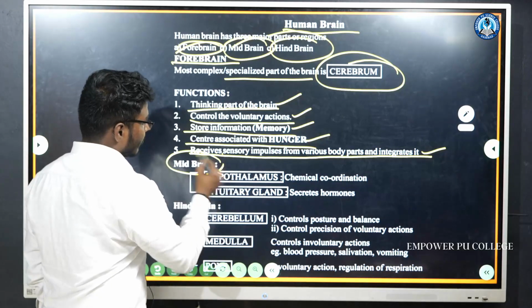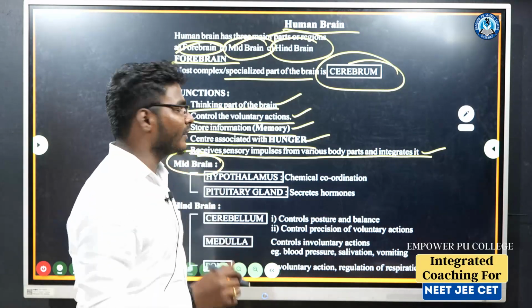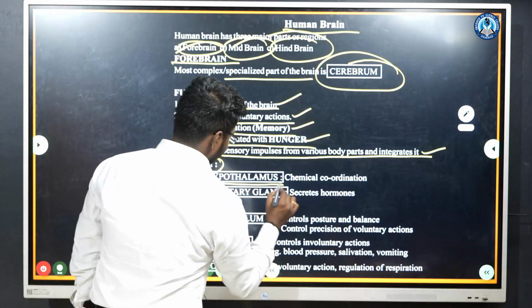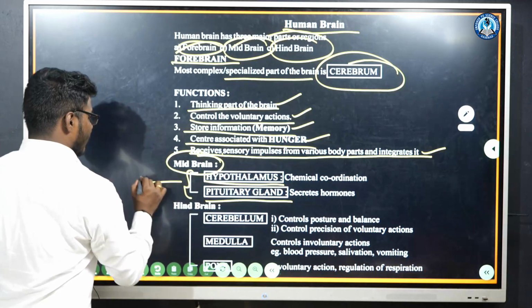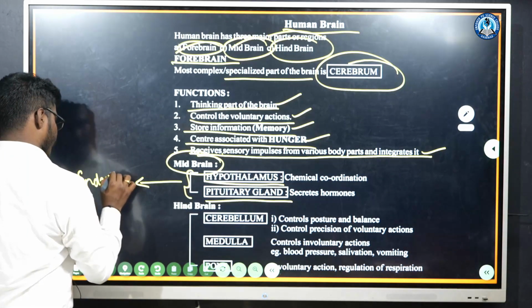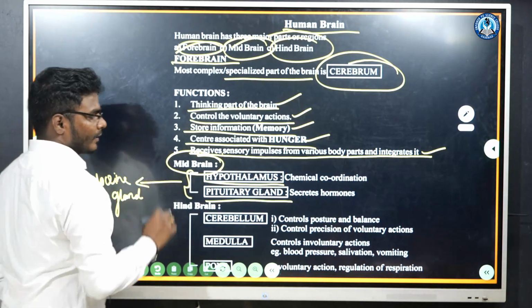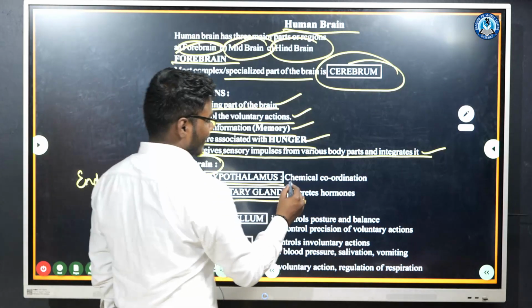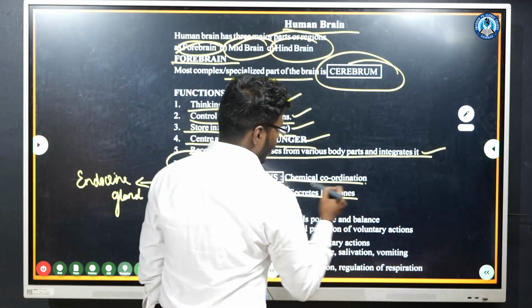So next one is the midbrain. The midbrain mainly consists of two types of glands. It is the hypothalamus gland and the pituitary gland. These two glands, we are going to call them endocrine glands. The hypothalamus gland chemically coordinates. The pituitary gland secretes the hormones.